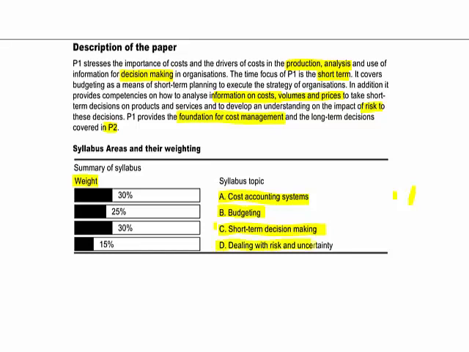Finally, then, we need to think about dealing with risk and uncertainty, a smaller syllabus area at 15%, but still important. Here then you'll be looking at analysing information to assess risk and the impact that it has on short-term decisions. So recognising then that a different attitude to risk could lead you to make a different decision in the same situation with the same set of outcomes. And you can think about that with something completely unrelated to P1.